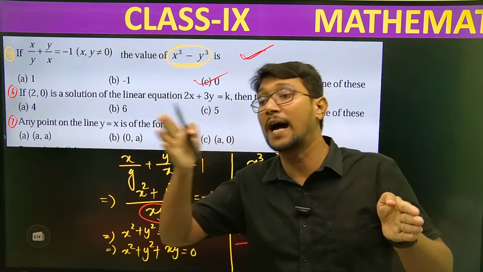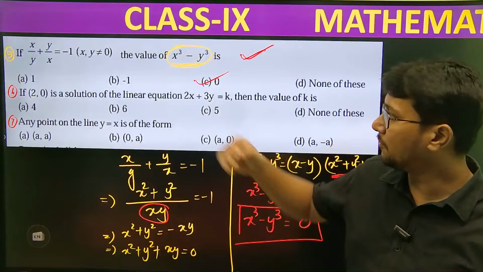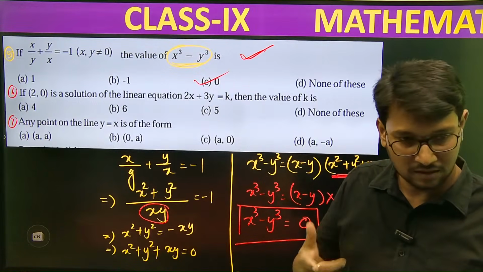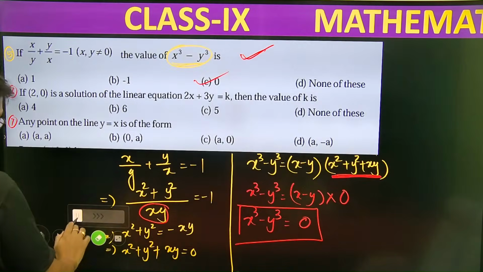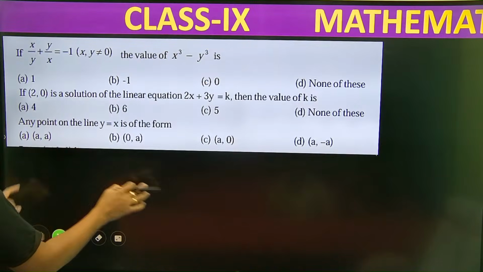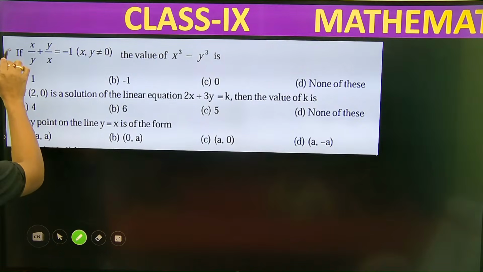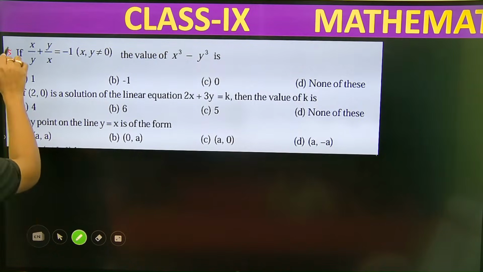LHS equals RHS. Clear? So question 5 is over, we will move to the next question. Next question, question number 6. Check it, children. This is question number 6.